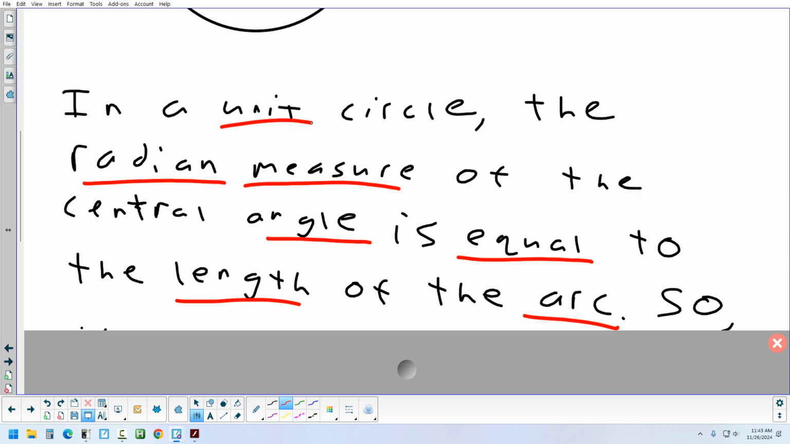Okay, so just saying that again, if you measure an angle in a unit circle, the angle is equal to the arc. Angle equals arc. What happens on a non-unit circle? Well, not that. The angle is not equal to the arc.